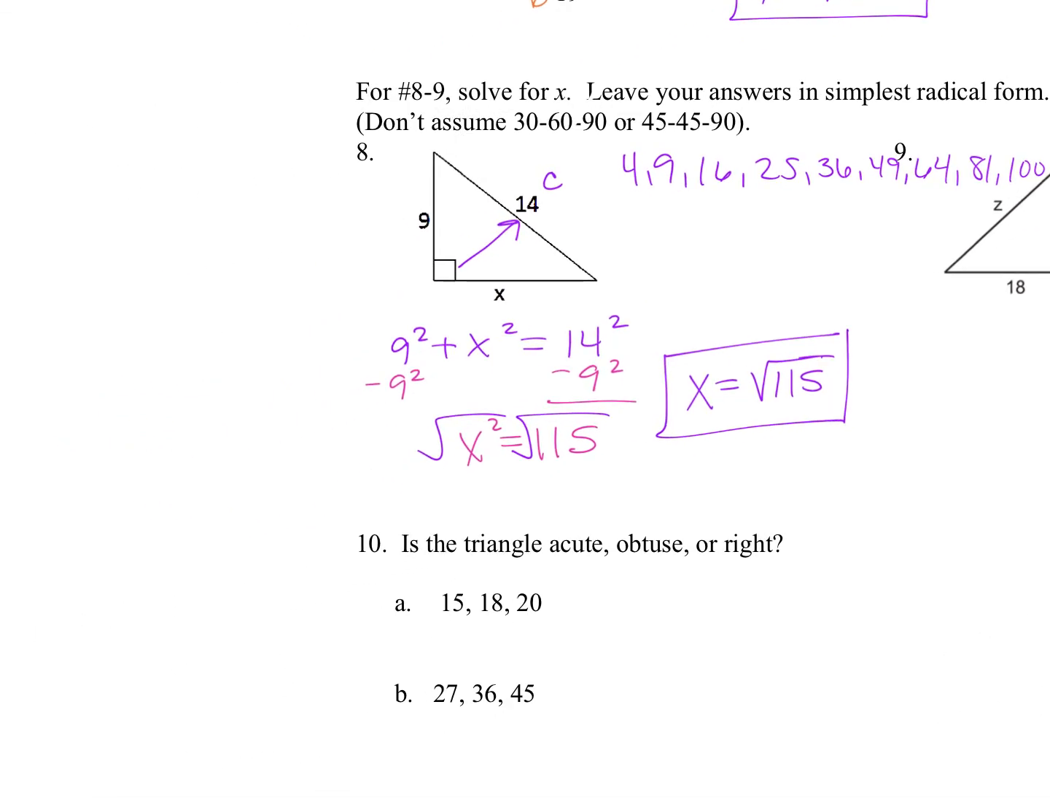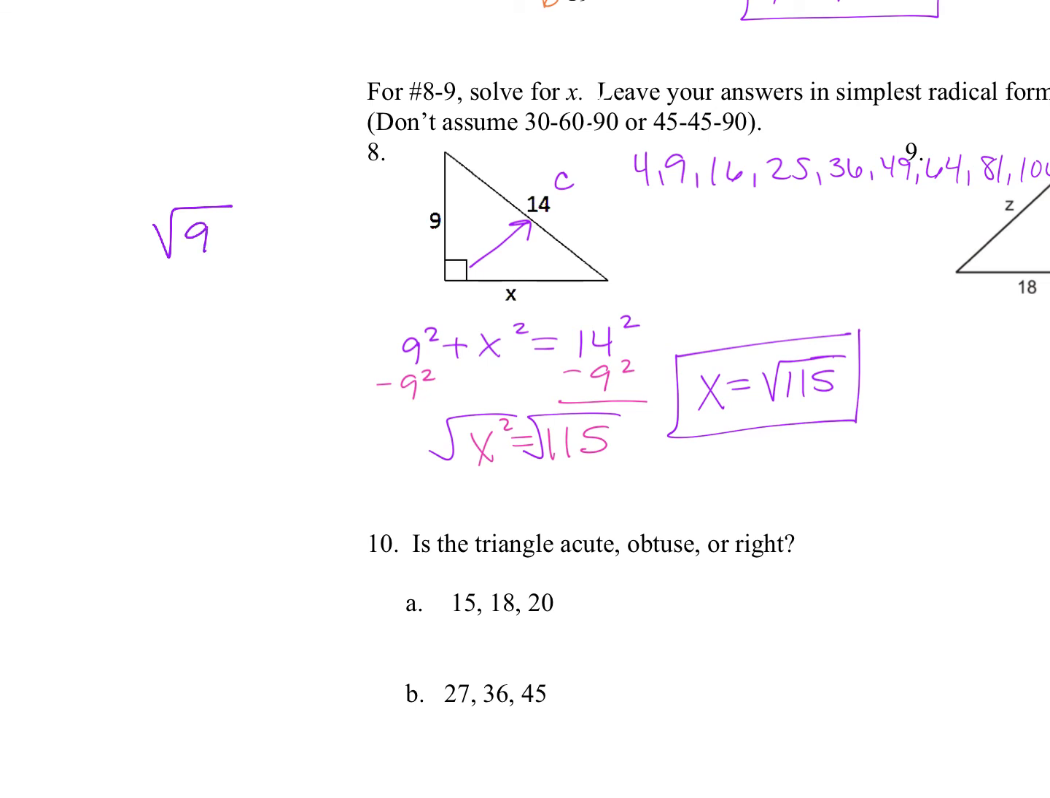What if your answer was the square root of 98? Can you simplify that? With what perfect square? 9. No. How about 49 and 2? Right? What is that in simplest form? 7 rad 2. Okay, so if you can break it down, break it down. What if your answer was the square root of 100?